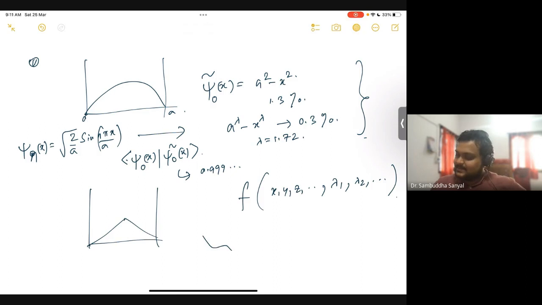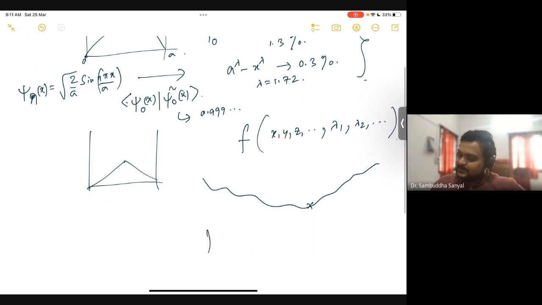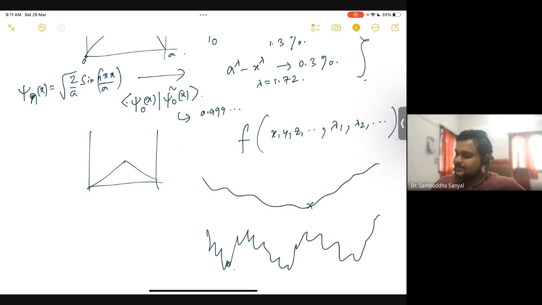For example, this is the landscape. I am drawing it as a 1D landscape, but it could be a very high dimensional landscape. So you have to spot the minima here. But it is also possible that the landscape is something like this, which means there are multiple minima, not one minimum. When that happens, these are some sort of glassy landscape. Okay. So how do you find this? How do you spot this point?